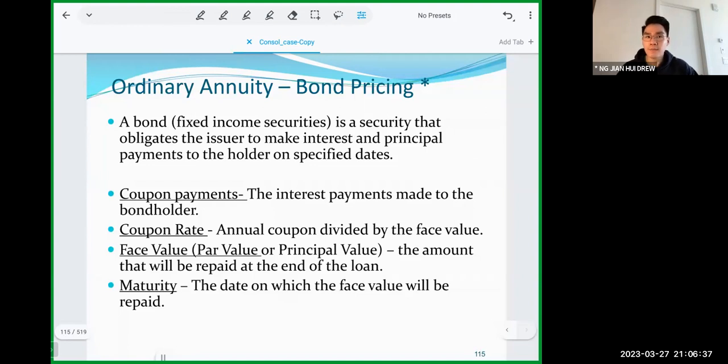Does anyone know what a bond is? Have you had other courses that went through what a bond is? Yeah, so that's good. Some of you already know what a bond is. Okay, so for the benefit of everybody, I'll just explain what a bond is so that we can understand the concept.